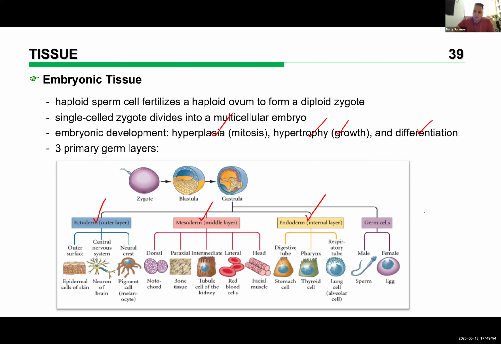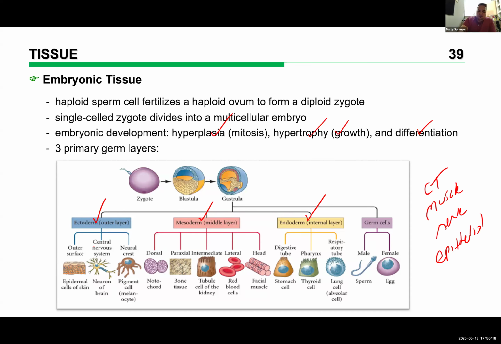There's 4 tissues that make up the human body: connective tissue, muscle, nerve, and epithelial. So 4 tissues that make up the human body, they have to come from these germ layers. So where do they come from?